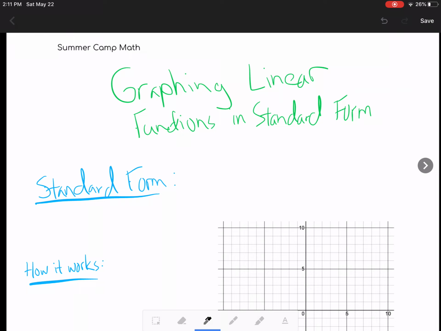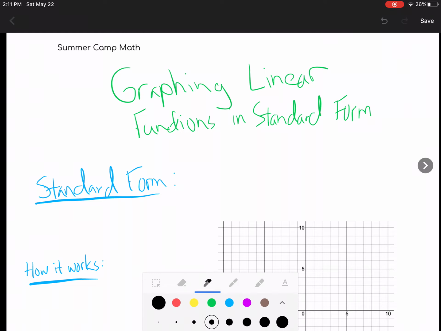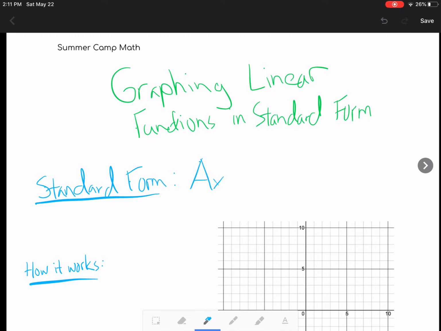So in this video, we're going to talk about graphing linear functions in standard form. Standard form is just another way a linear function could be presented to you. And what it is: ax plus by is equal to c. Now, typically, a, b, and c are all whole numbers, and a is not negative.